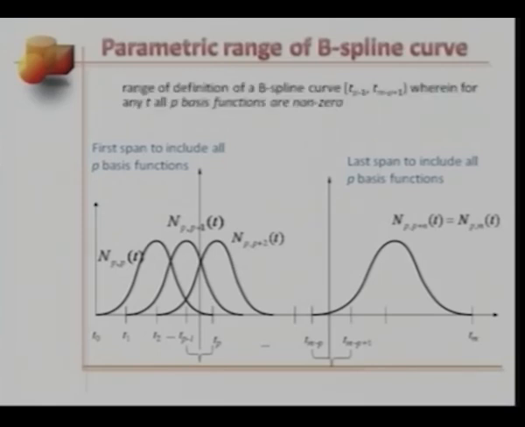So the range of definition of a B-spline segment will be given by up till t(m-p+1), wherein for any value of t, all p basis functions are non-zero. That means for values of t in between t(p-1) to t(m-p+1), over this interval, we will be able to achieve full support of B-spline basis functions. And this would be the parametric range of a B-spline curve.